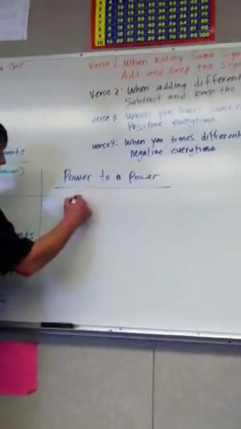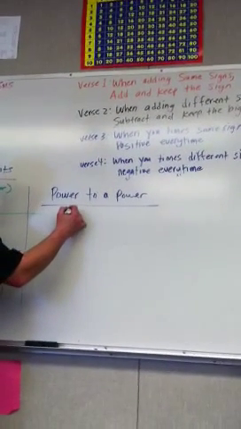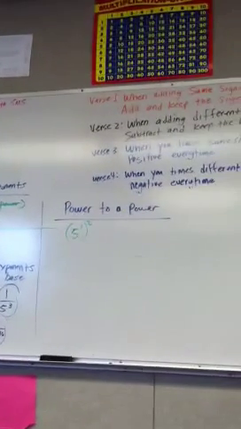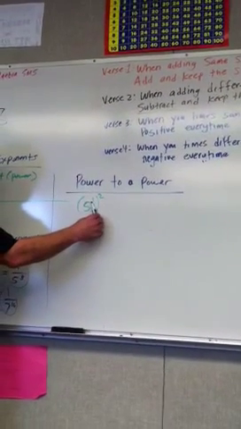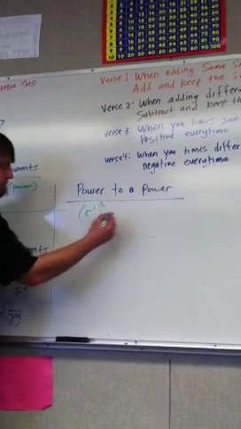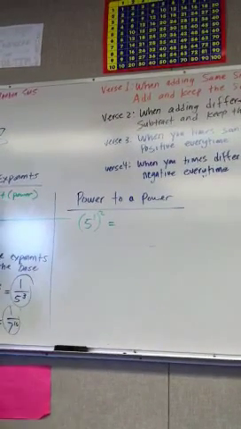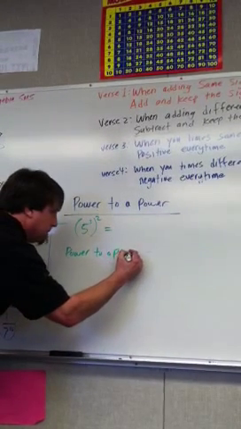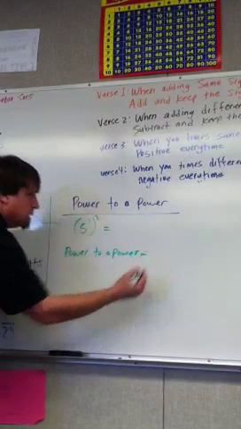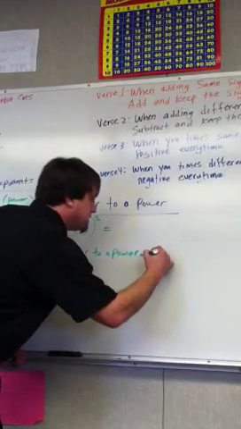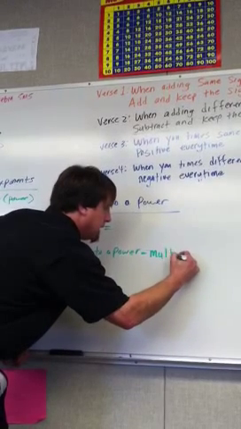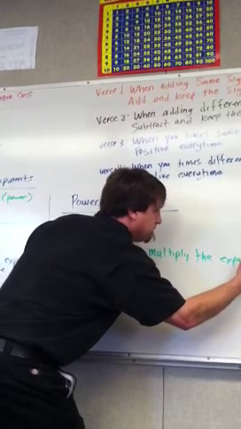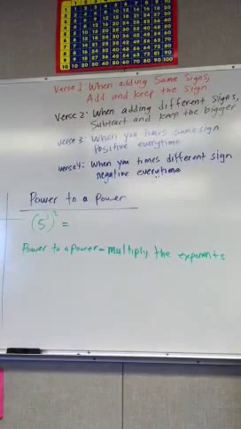It's going to be like a base 5 to the 3rd, how about squared? So this is a power to a power. I have a power inside the parentheses raised to another power. So power to a power, what are we going to do with those? We are going to multiply the exponents.